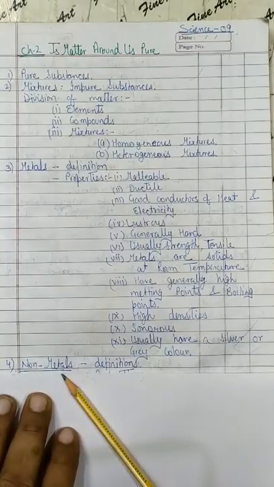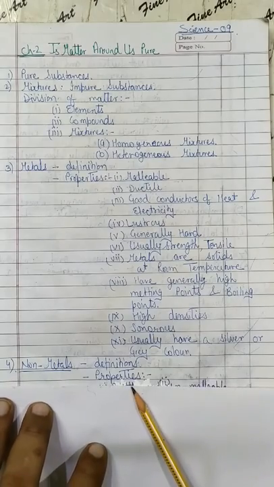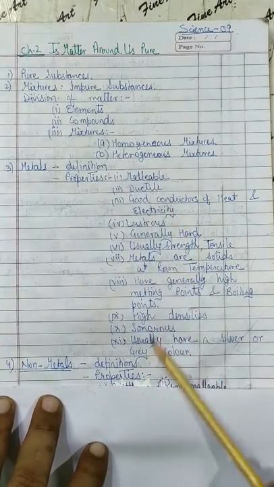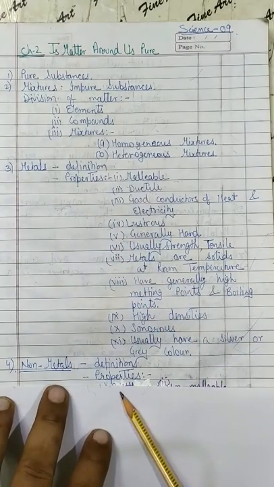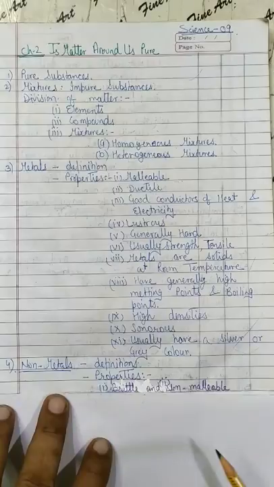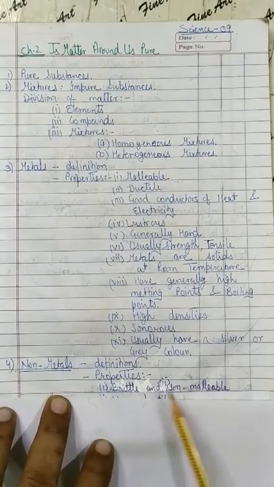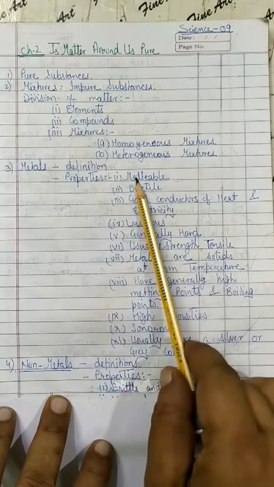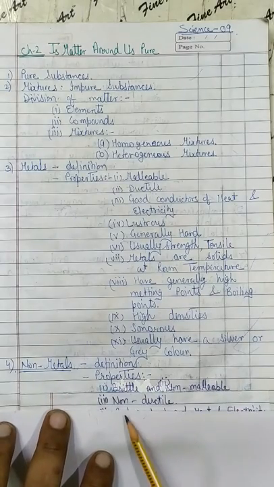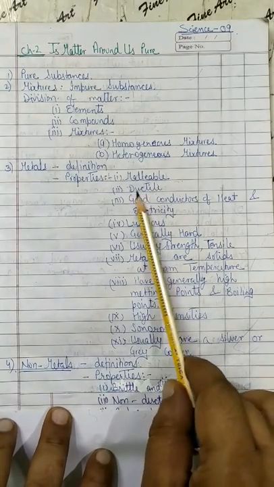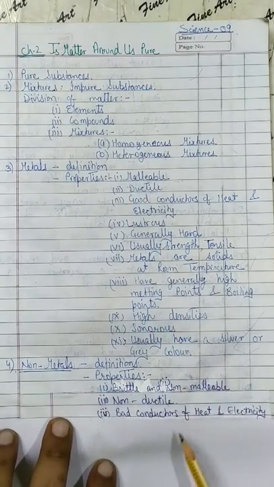Next comes non-metals. Now here come the definitions of non-metals. We should also know this. Like the metals, we discussed the properties. There are 11 properties here of the metals, so we're going to discuss properties of non-metals also. So non-metals are brittle. Non-metals are non-malleable. Like here you have mentioned metals are malleable, non-metals are non-malleable. They are non-ductile. Like here you mentioned metals were ductile, right? Metals are ductile and non-metals are non-ductile.